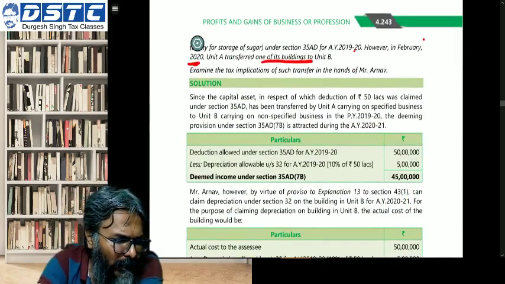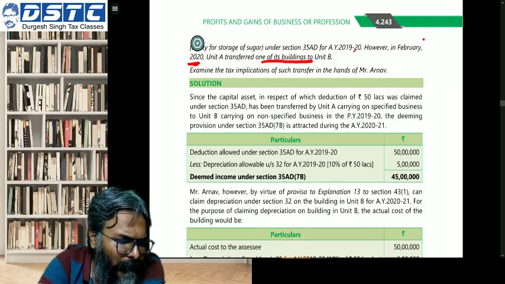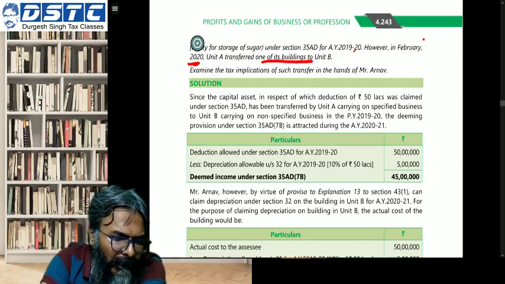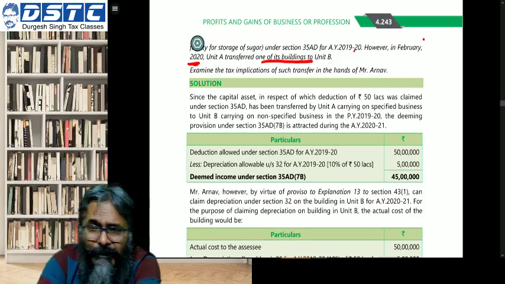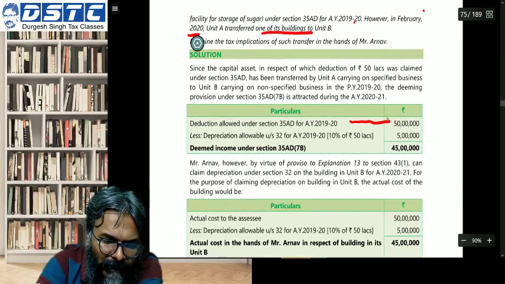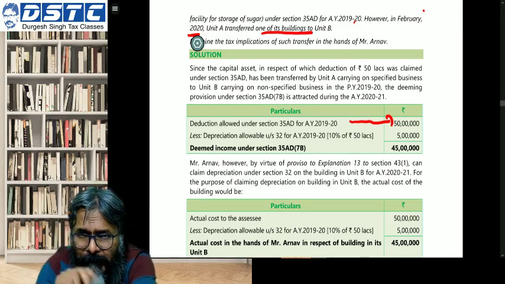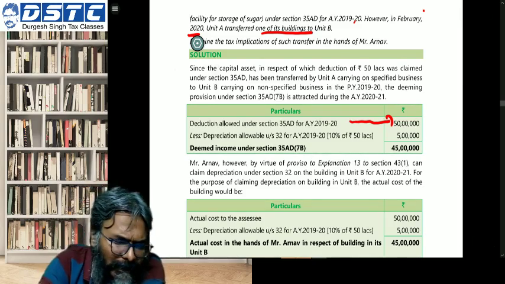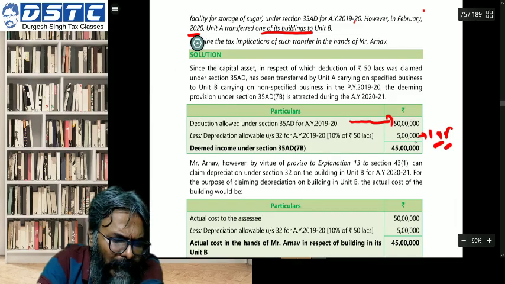So if you see the solution over here, students, since the capital asset in respect of which deduction of rupees 50 lakhs was claimed under section 35 AD has been transferred by Unit A carrying on specified business to Unit B carrying on non-specified business in the previous year 1920, the deeming provision under section 35 AD subsection 7B is attracted. You don't have to remember the sections and all. So what is the deemed income? 50 lakhs is the amount of deduction on that one building that you have claimed, minus what? 1 year depreciation. At building rate it is how much? 10%. So in that case 5 lakhs. So your deemed income is 45 lakhs.